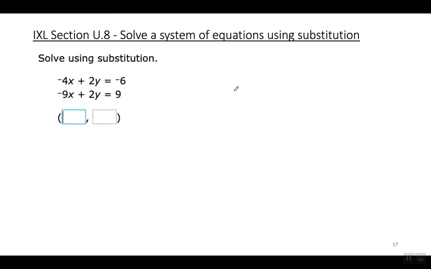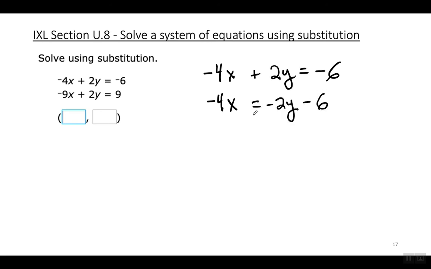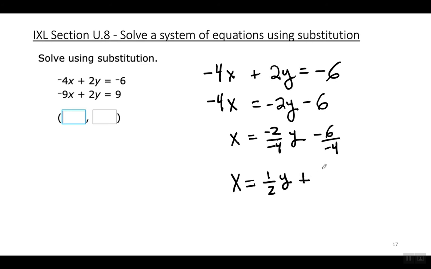All right, let's look at this example. So on the top, just to stay consistent, I'm going to solve for x just to keep it the same. So I'm going to move the 2y to the right and it's going to become negative. So negative 4x equals negative 2y minus 6. Now I'm going to move the negative 4 and divide. So x equals negative 2 over negative 4y minus 6 over negative 4. So x is going to equal, this is going to be 1/2 when I simplify it, 1/2 y. And this is going to be positive 3 over 2 when I simplify it.